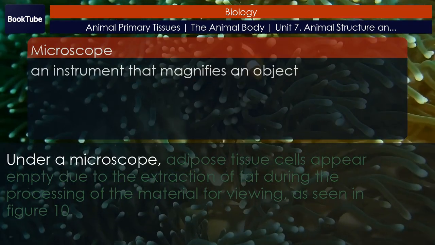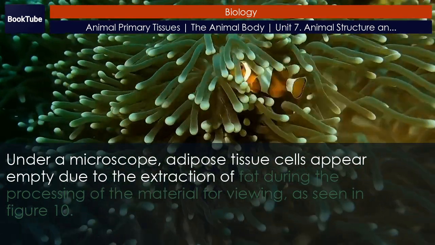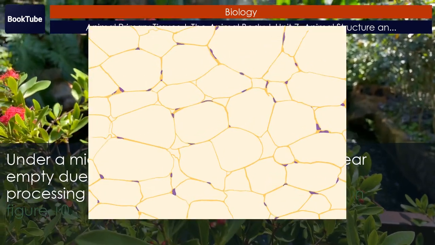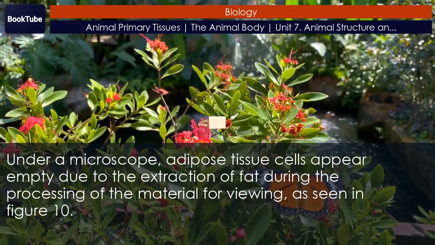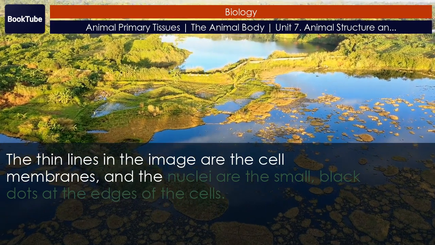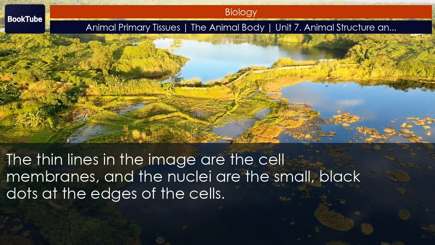Under a microscope, adipose tissue cells appear empty due to the extraction of fat during the processing of the material for viewing, as seen in Figure 10. The thin lines in the image are the cell membranes, and the nuclei are the small black dots at the edges of the cells.